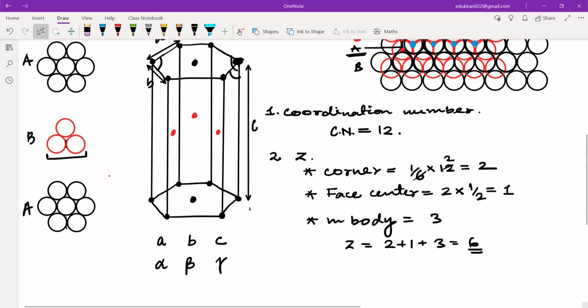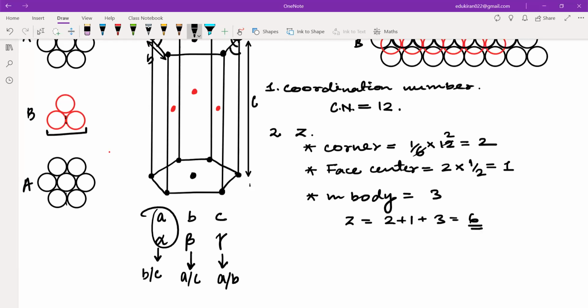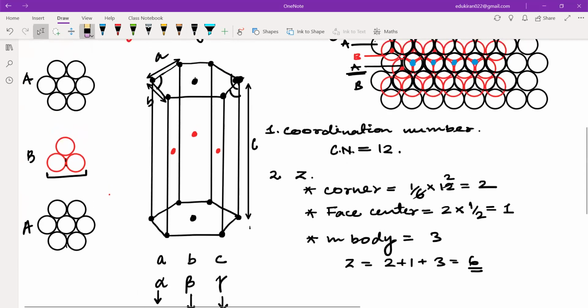So now let me write what the alpha angle is. The alpha angle is the angle between B and C. Beta is the angle between A and C. And gamma is the angle between A and B. Can you remember this? Yes or no? Please tell me. If I want to write what the alpha angle is, then you remove A, and this is the angle between B and C. What is the beta angle? You remove B, and the angle between A and C is the beta angle, and gamma is the angle between A and B. Is this clear? Yes or no? Please tell me.